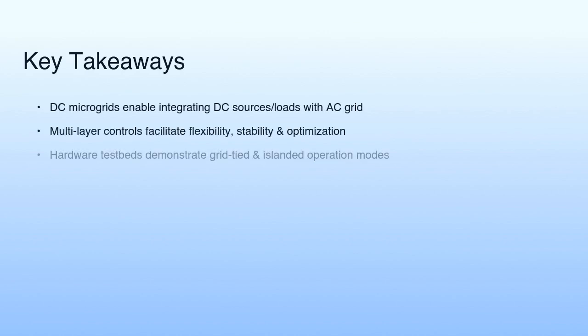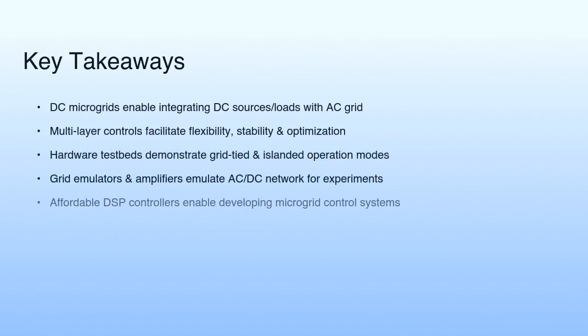In the concluding remarks, the key advantages of DC microgrids, such as facilitating the integration of DC sources and loads with the AC grid, enhancing scalability and reliability for critical loads, and enabling flexible operation modes through multi-layered controls, are reiterated.